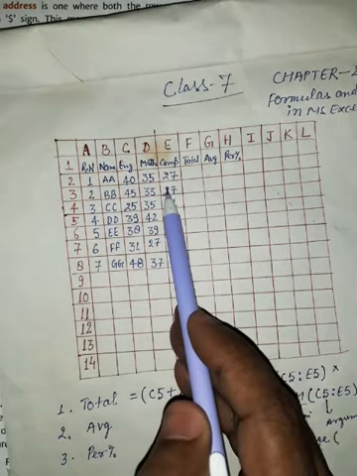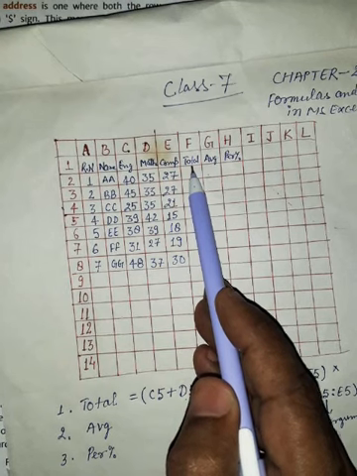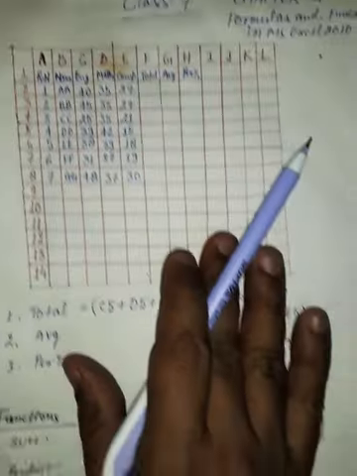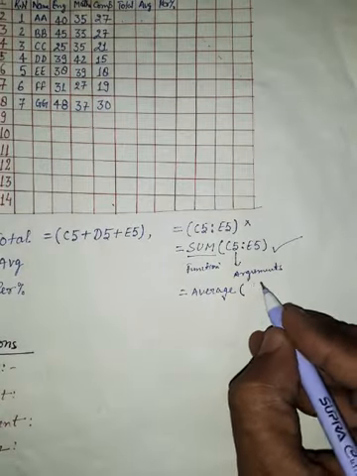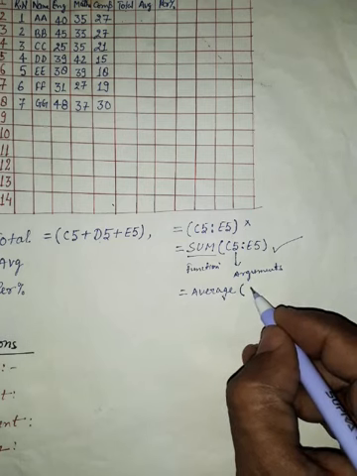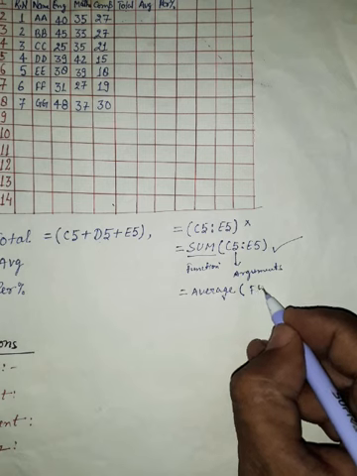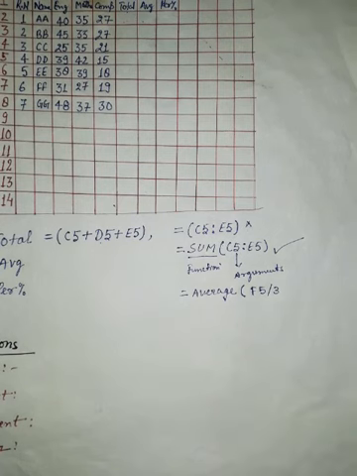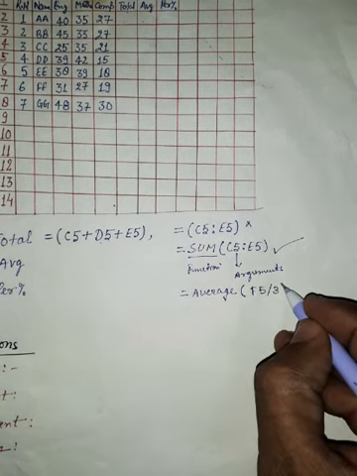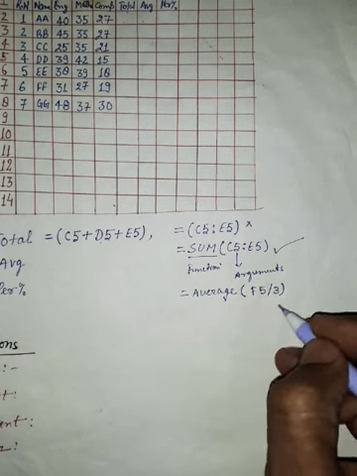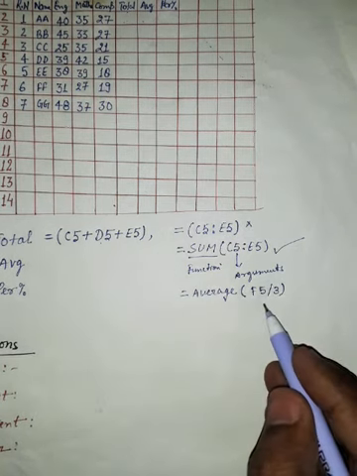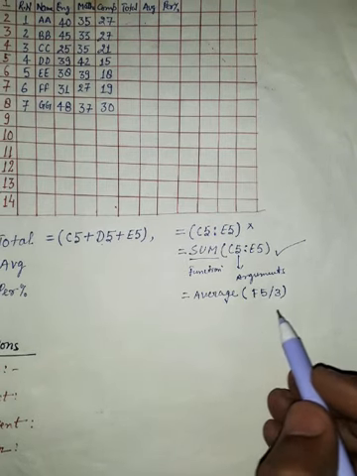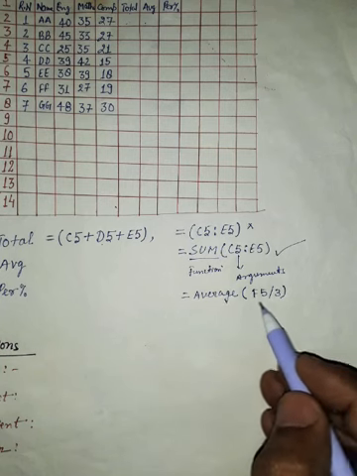So here are three subjects, and your total is in F5. F5 is the total, and the average is over the three numbers. Simply, we put the total F5 divided by 3, and we get the average of the numbers. We can also do it like this: select the three subjects and write the average function.